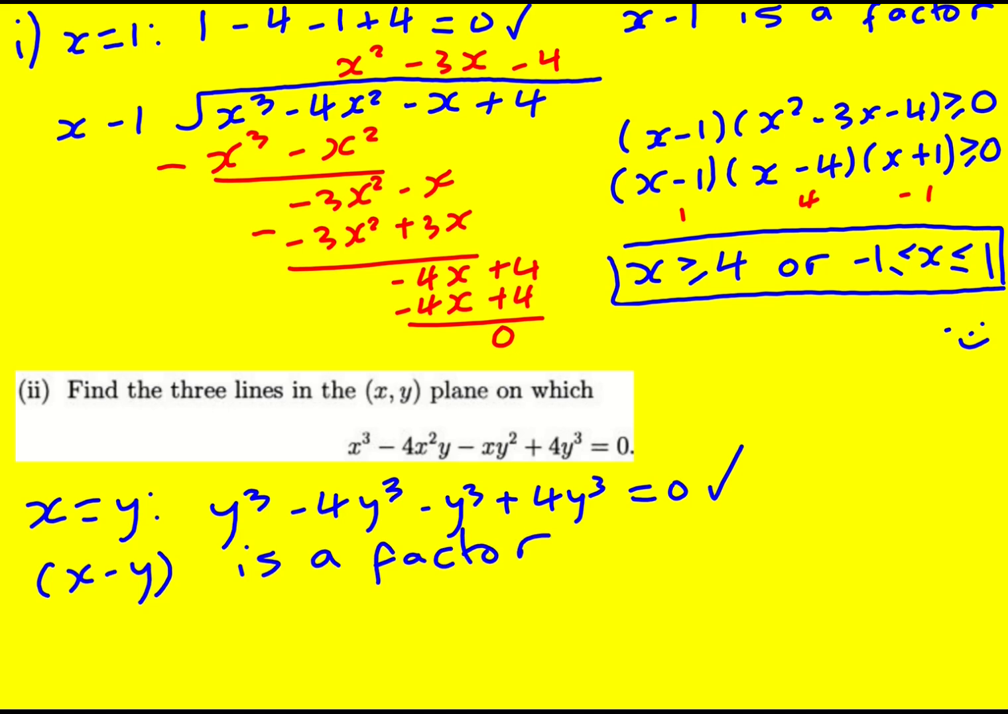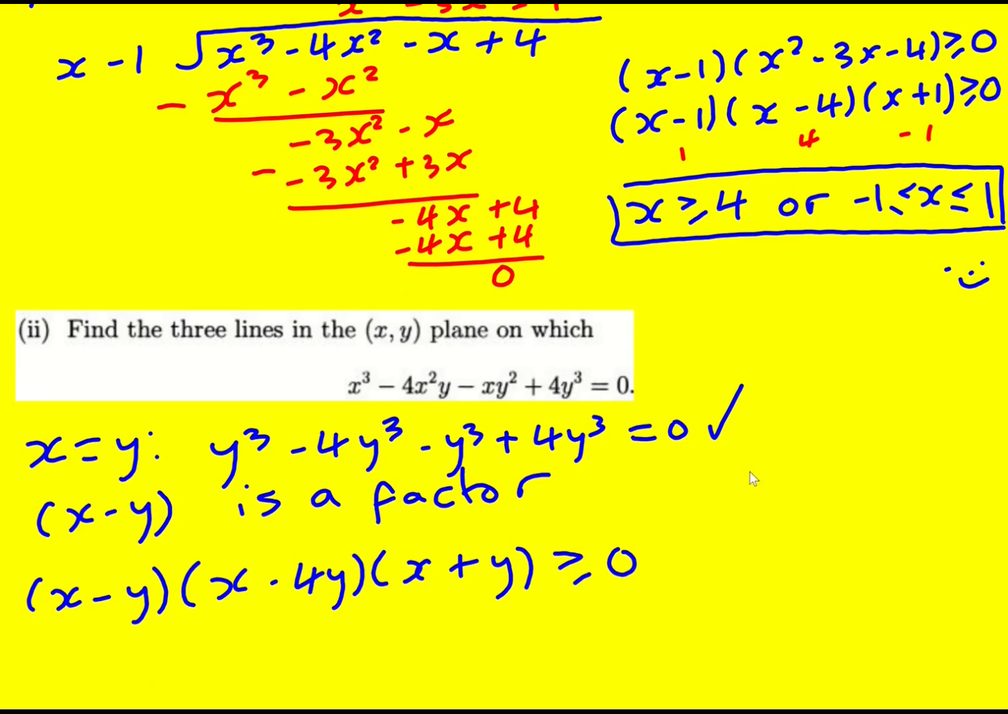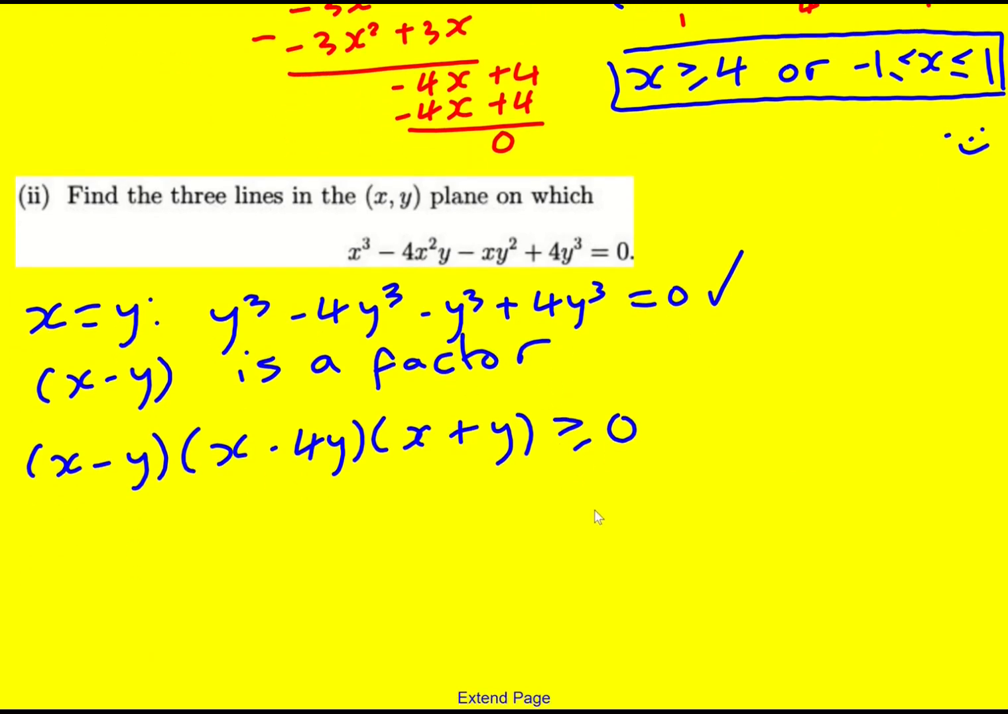And in fact, you might be able to see at this point, it's going to be basically the same thing as before. It's just instead of 1, we're going to have y. Instead of x minus 4, we're going to have x minus 4y. And we're going to have x plus y. Okay, if you can't see that straight away, then try some other values, or do a polynomial division. It would all work out, but this is what we've got.